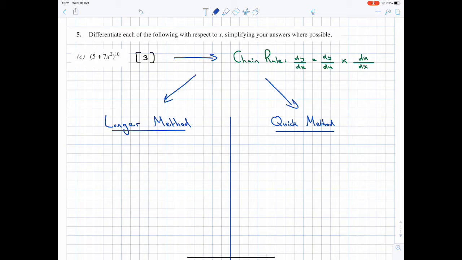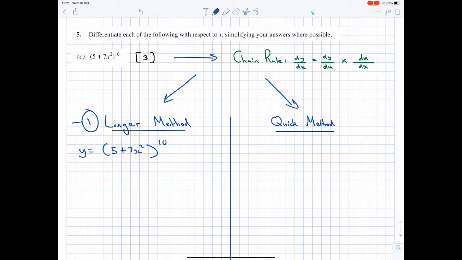Once I've done the longer method, I'll compare my answers to see if I can get the same answer using the quicker method. And you may find that the quicker method is the one you prefer in the exam. So first of all, focusing on the longer method. What we're first going to say is y equals (5 plus 7x squared), and then that's to the power of 10.